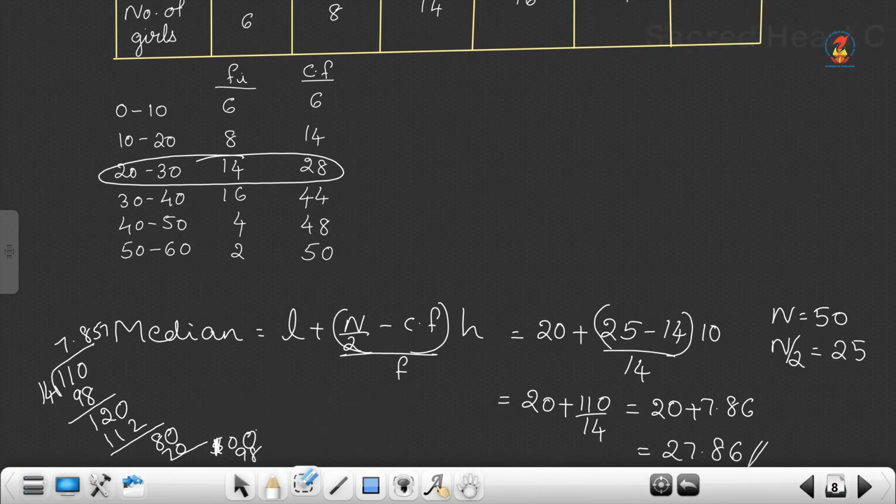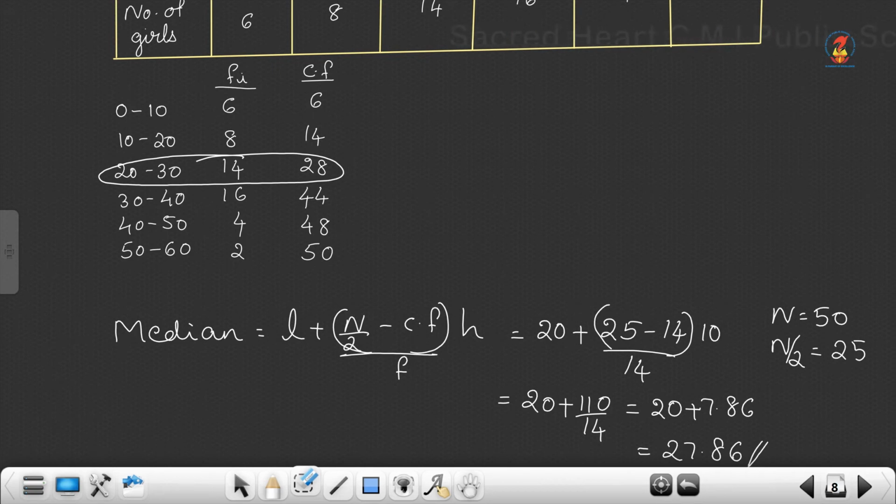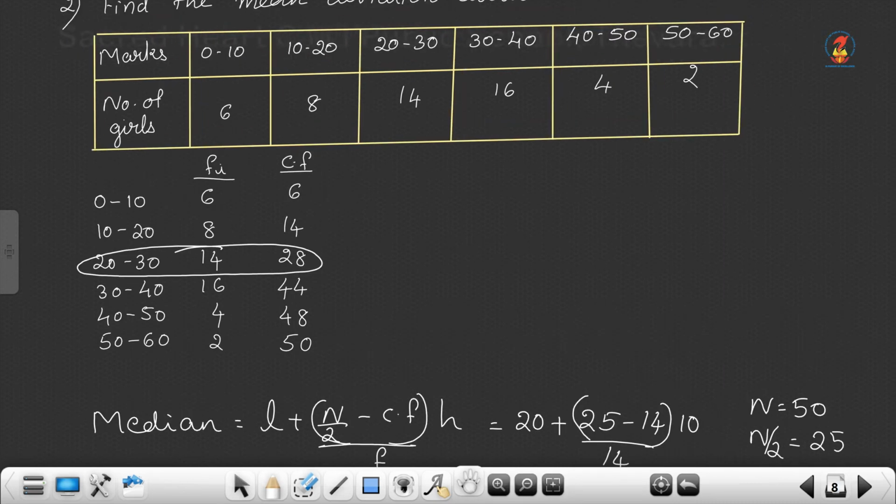Calculation a little bit difficult. Okay, 27.86 is the median. Now the next column, xi minus m, absolute value, then fi into xi minus m.